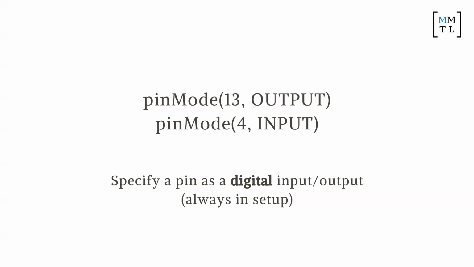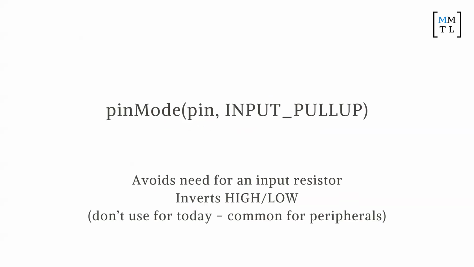Okay, so just pin mode 4, I want this to be an input, I want this to be an output. Now there is a third optional thing that you can do, which is pin mode pin input pull up, right? Basically, it's a bit more of an advanced function that we'll see on Thursday, but it avoids the need for an input resistor.